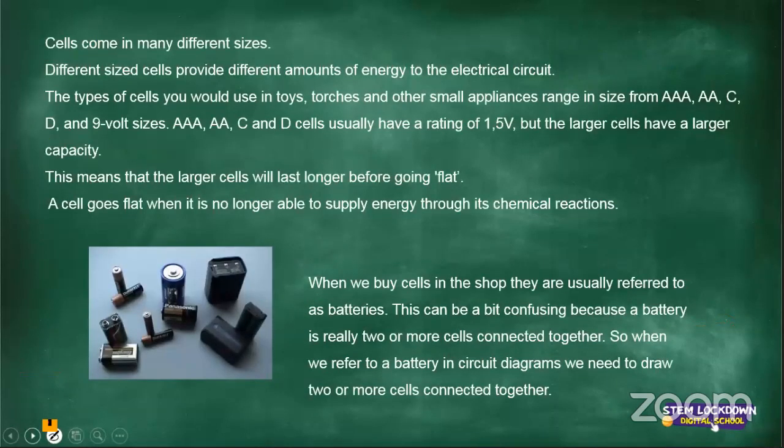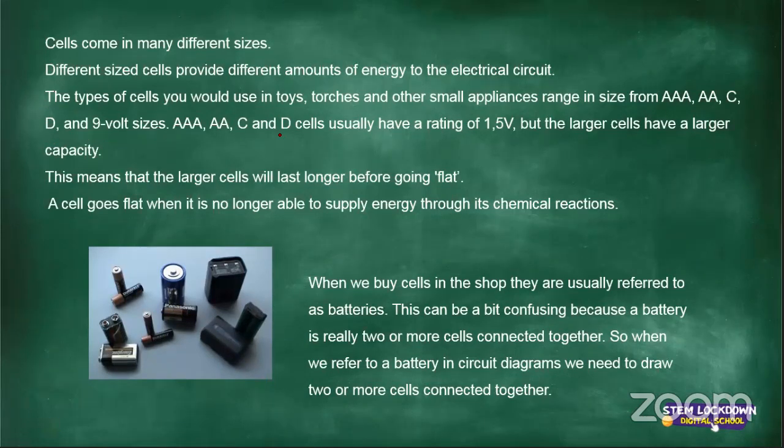Batteries come in different sizes, and different sized batteries provide different amounts of energy in a circuit. You can see in the picture that these batteries come in different sizes, and they give you different outputs as well. The types of cells you would use in toys, torches, and other small appliances range from AAA, AA, C, D, and 9 volts. You know what the sizes are by these letters.